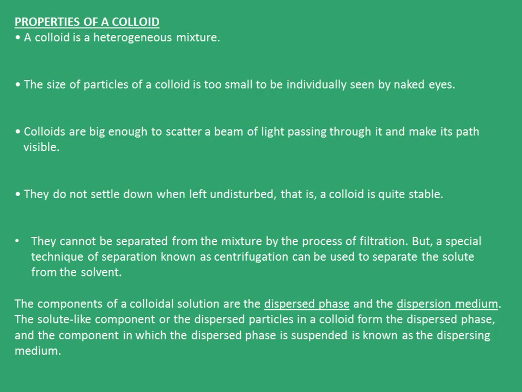Now let's look at some of the properties of a colloid. A colloid is a heterogeneous mixture. The size of particles of a colloid is too small to be individually seen by naked eye. Colloids are big enough to scatter a beam of light passing through it and make its path visible. They do not settle down when left undisturbed, that is, colloid is quite stable. They cannot be separated from the mixture by the process of filtration, but a special technique of separation known as centrifugation can be used to separate the solute from the solvent.